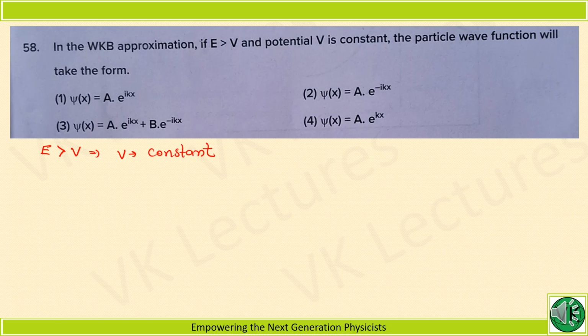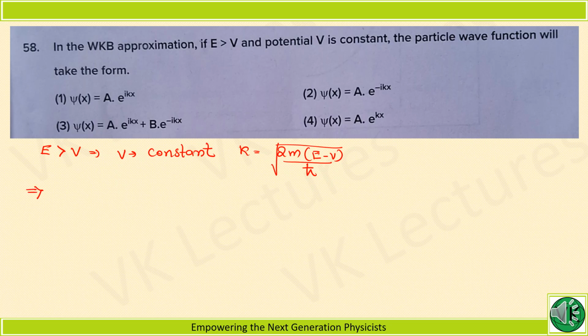Now the wave number k can be given as the square root of 2m times (E minus V), divided by h cross. So this is k.